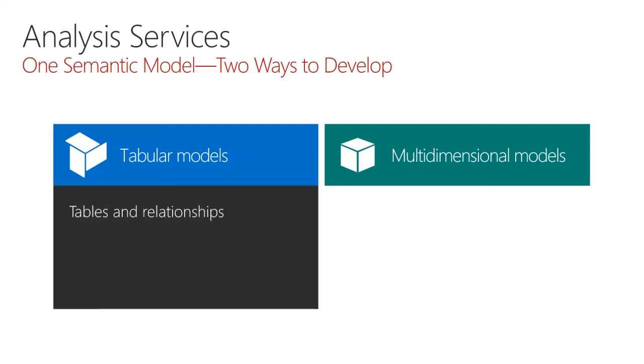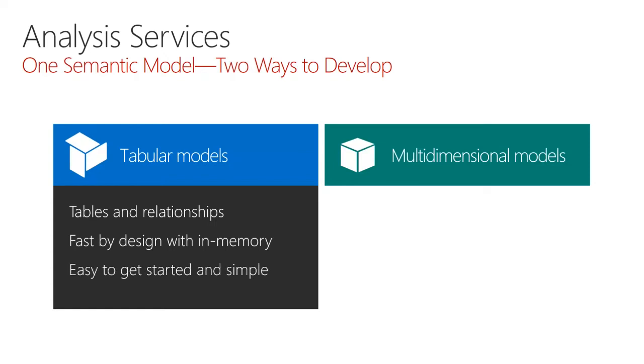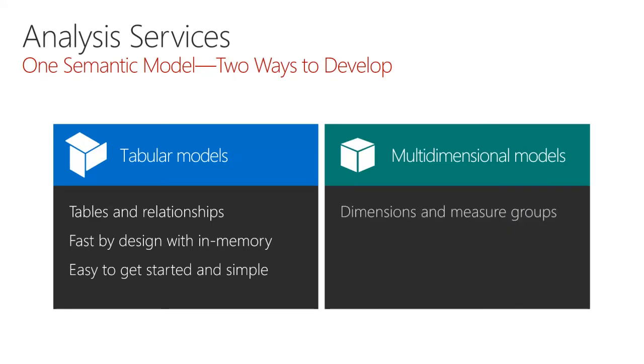Let's take a look at the tabular design. This is a more simplistic design approach, enabling you to define tables and relationships between tables. It's a faster design approach using in-memory technologies, and it's easier to get started and relatively simple. In contrast, the multidimensional models consist of objects as dimensions and measure groups. This is a highly scalable and mature design approach, and it is feature-rich and generally more complex to design than the tabular models. The topic of which model technology to use will depend on many factors and is outside the scope of this presentation.